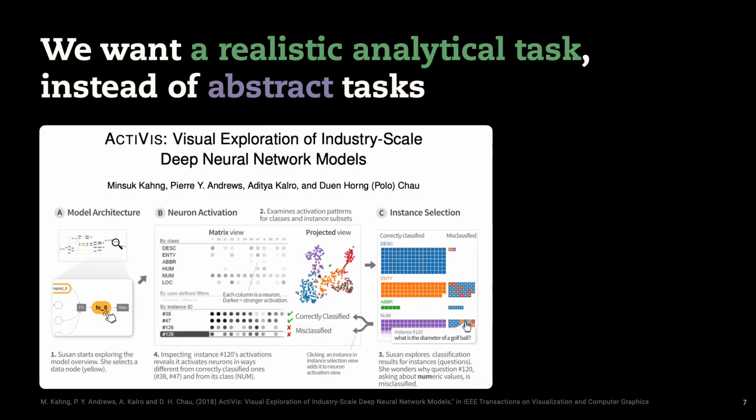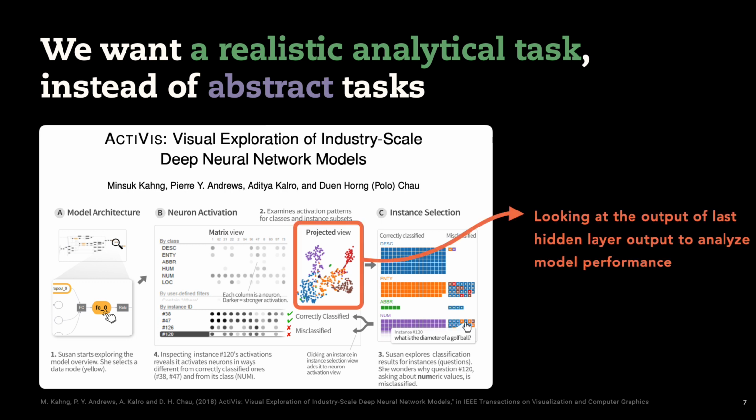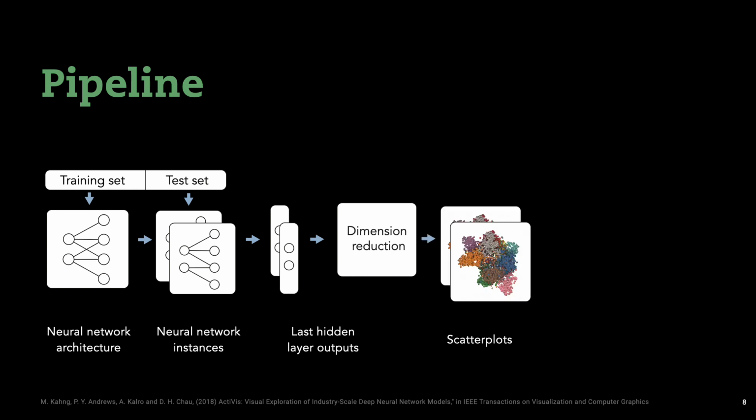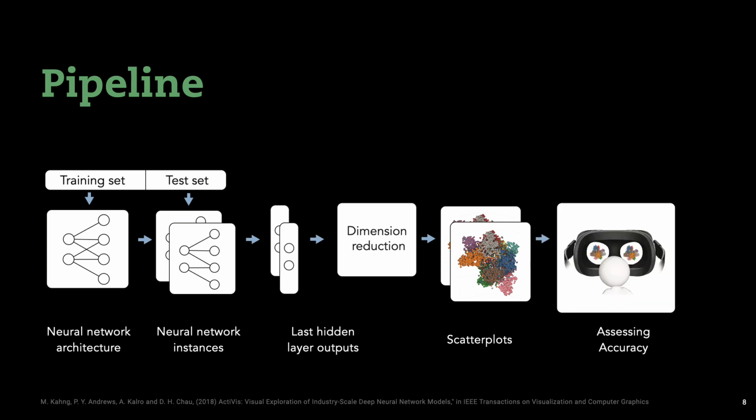Therefore, we derive a task from Kang and his colleagues' paper, which I really like. We ask participants to estimate classification accuracy from a neural network's last hidden layer output. So, we start by training a neural network and save the instance after each epoch. We input the test dataset and extract the last hidden layer output. We then apply a dimension reduction technique and render the dimension-reduced output as scatterplots in VR and on the desktop.